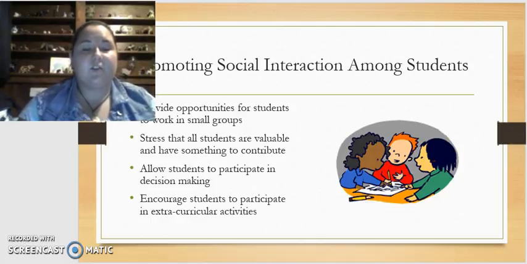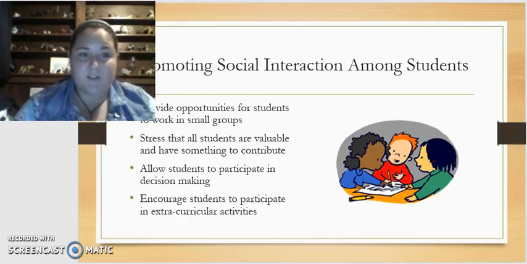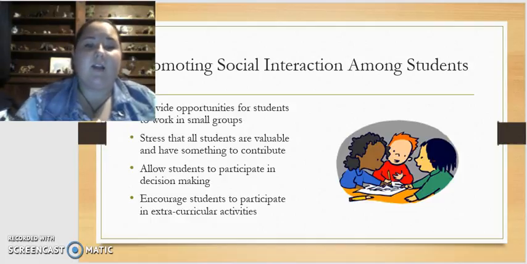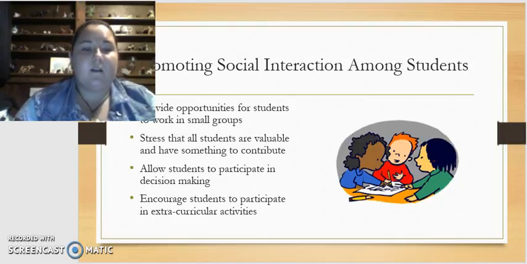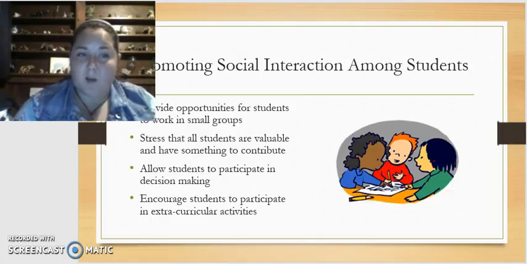Stress that all students are valuable and have something to contribute. Every student has something that they contribute to the classroom. If you come in with a positive and encouraging behavior and teach acceptance, then the students are going to be more prone to that. Allow students to participate in decision making. Encourage students to participate in extracurricular activities. This gives them the chance to meet students that have something in common with them.